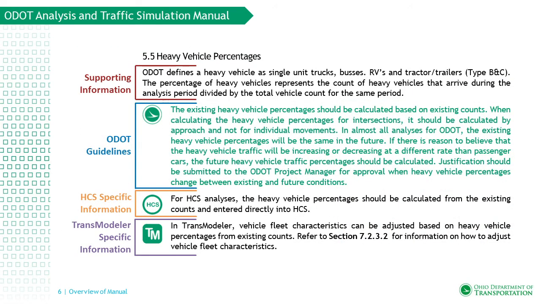This is a screenshot of text from the OATS manual. The black text is supporting information that generically details the topic being discussed. The ODOT symbol in green text indicates ODOT-specific guidelines that should be followed on all analysis. An HCS symbol and Transmodeler symbol reflect HCS or Transmodeler-specific information respectively. These symbols are located throughout the manual and provide quick references to the reader.